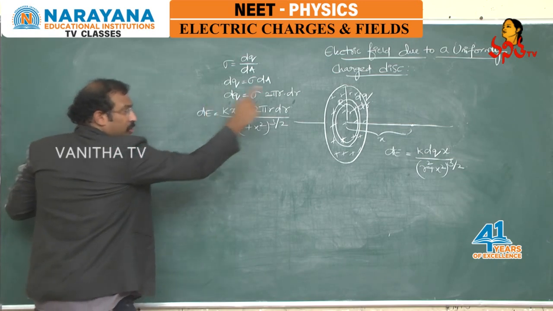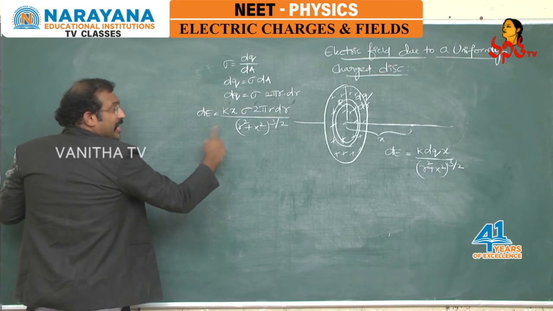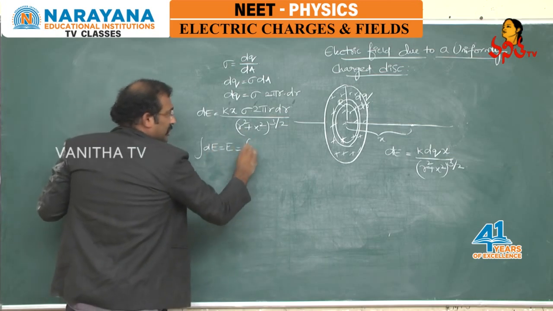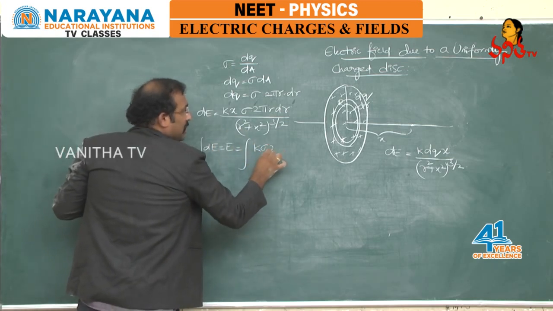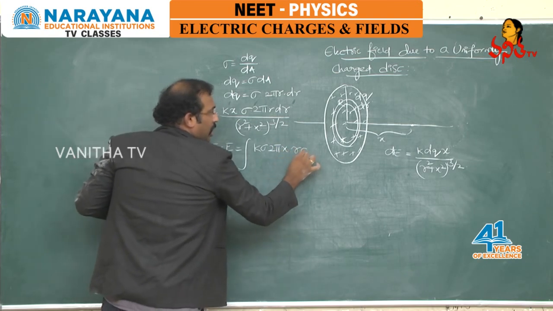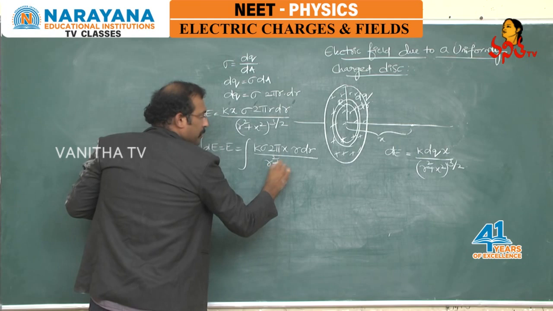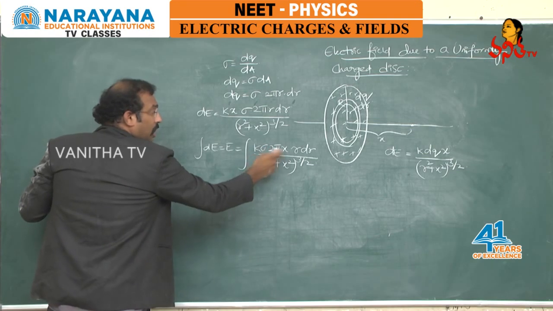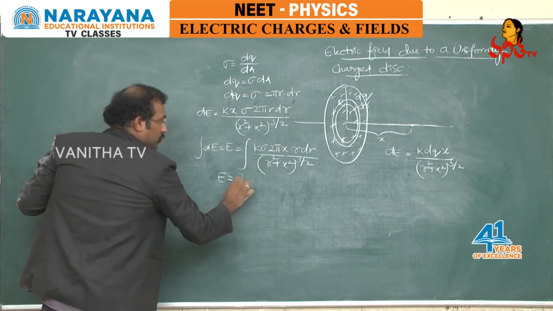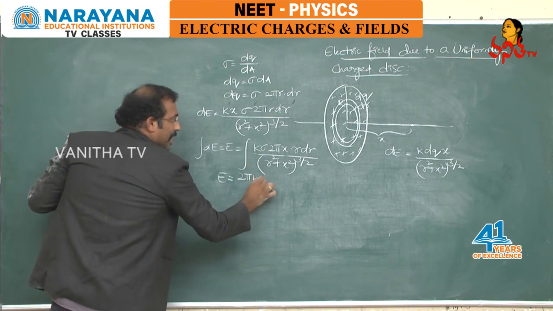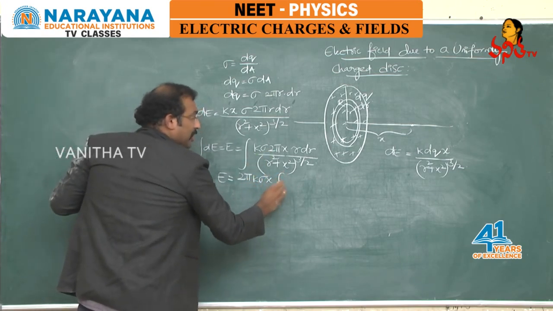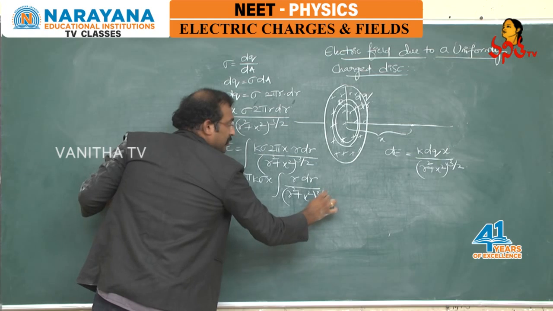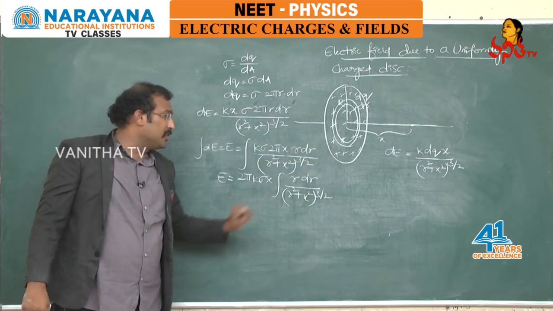Okay, now let us see. For the entire field due to the charged disk upon its axis, I will integrate on both sides. Integral of dE will give E, which is equal to integral of k sigma 2 pi x into r dr by r square plus x square whole power 3 by 2. These are constants, so we will bring them out of the integration. So 2 pi k sigma x integral of r dr by r square plus x square whole power 3 by 2. Now we will see the integration of this one.